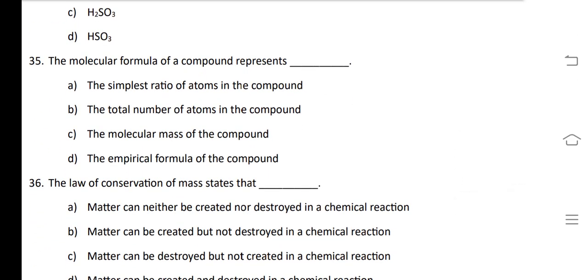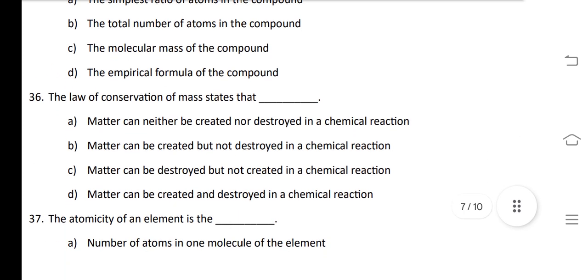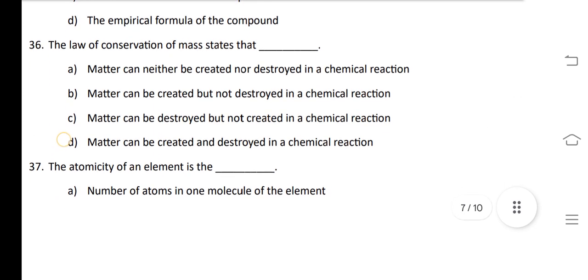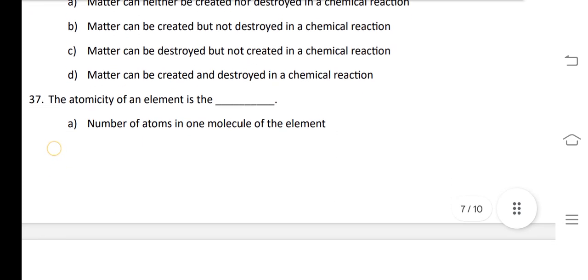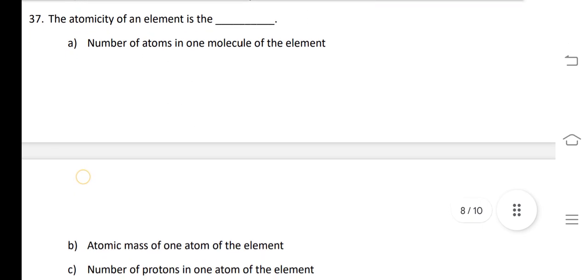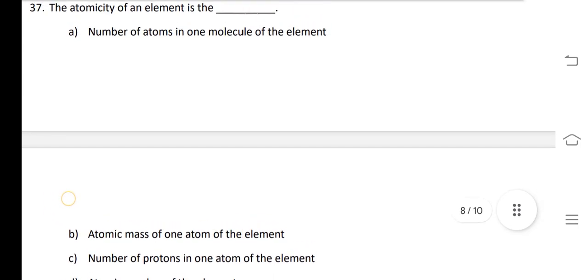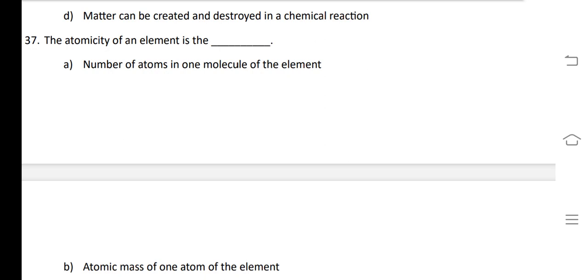Next question. The empirical formula represents the simplest ratio of atoms in the compound. Next question. The law of conservation of mass states that mass can neither be created nor be destroyed in a chemical reaction. Our next question. Atomicity of an element is the number of atoms in one molecule of the element.